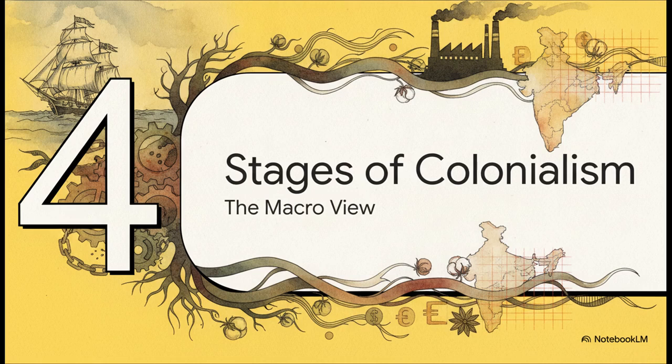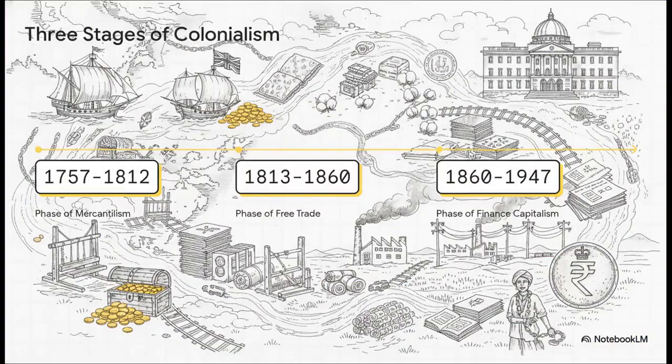Let's zoom out a bit for Section 4.3, Stages of Colonialism, the Macro View. According to R.P. Dutt, in his book India Today, which is cited throughout the notes, colonialism wasn't just a static, one-and-done event. It's fascinating to look at it structurally. It was an evolving, phased process of economic exploitation designed to benefit the mother country. The notes break this down into a really clear chronological timeline. The phase of mercantilism from 1757 to 1812, the phase of free trade from 1813 to 1860, and finally, the phase of finance capitalism from 1860 to 1947.